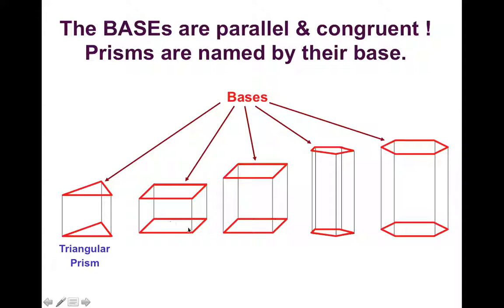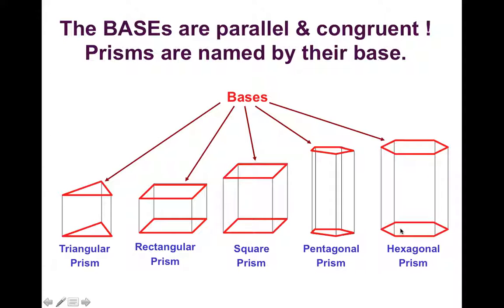This one, I see a rectangle, so that must be a rectangular prism. This one, I know it looks like a rectangle, but let's assume that that is more of a square shape, so that is going to be a square prism. This one has a five-sided shape, which is a pentagon, so that is a pentagonal prism. The bases are pentagons, and that one is a hexagonal prism because the bases are six-sided shapes, which are hexagons.